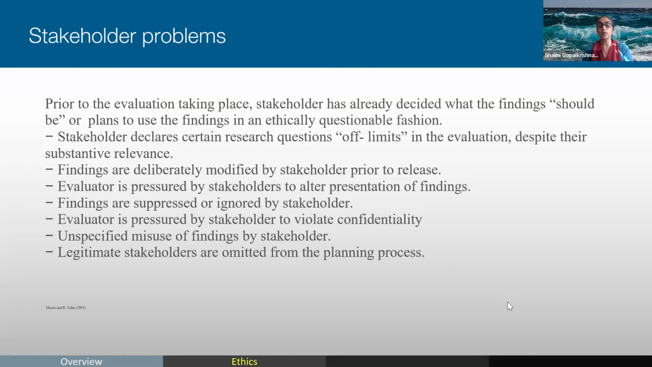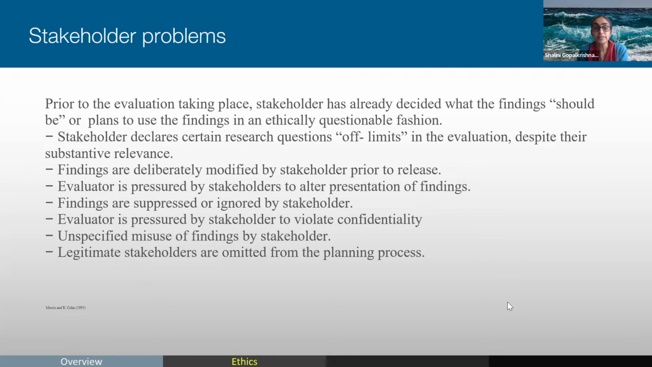Sometimes the stakeholder will actually change the findings before the release. You've done a great job, but they'll change it. So that's why you have to be careful. Sometimes you will be pressured, and this will happen more often than you think, to change the findings. Like, come on, you understand, under the circumstances, you're a friend. Come on, you're a brother. Come, let's do this, right?